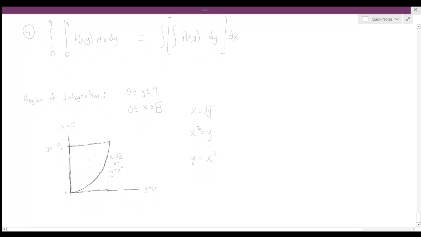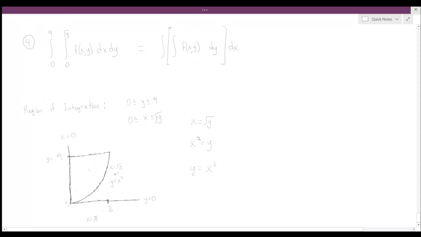And if I want to know what x value this is going to be, so when y is equal to 9, if I think about what x would be for the parabola, so when y is 9, x should be the square root of 9, and square root of 9 is 3, okay? So altogether, x will range from 0 to 3. And I'm going to use that for my bounds on the outside with respect to x, okay?